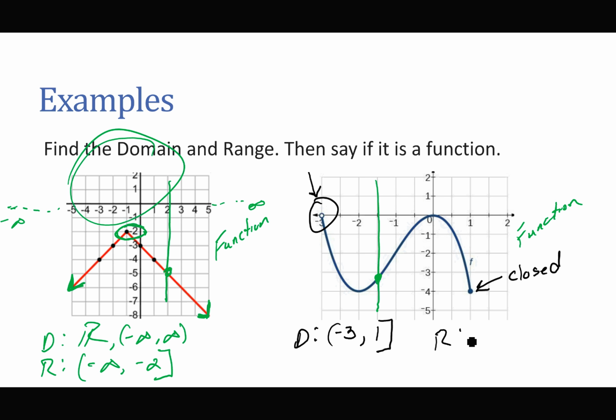And then my range, it's only going from here at -4 all the way up to here at a y value of 0. And so this would be -4 inclusive all the way up to 0. And this is inclusive as well because it is closed right here. It does touch right there at the origin.